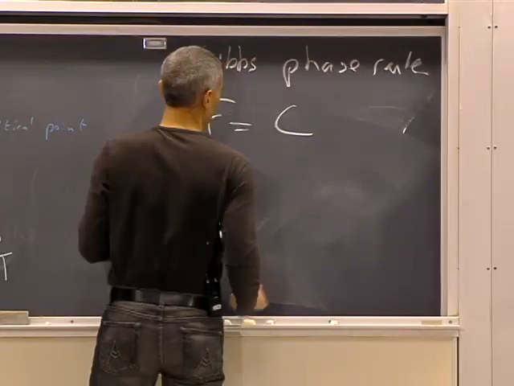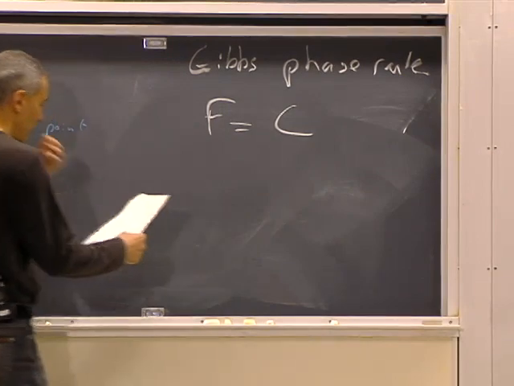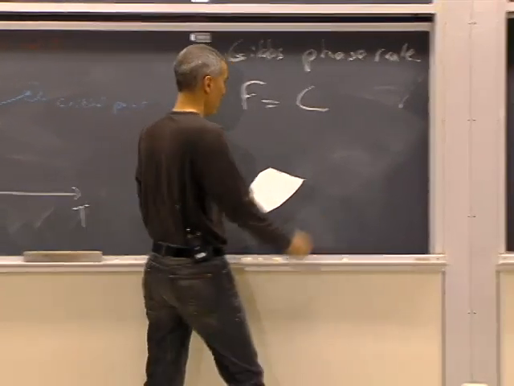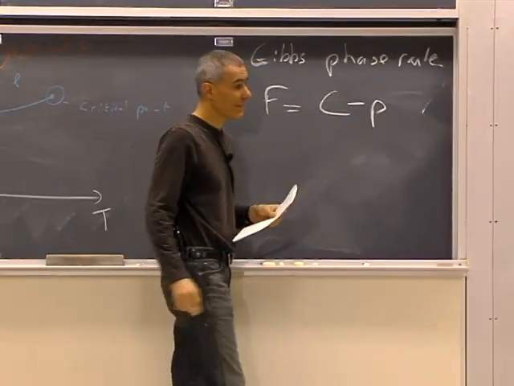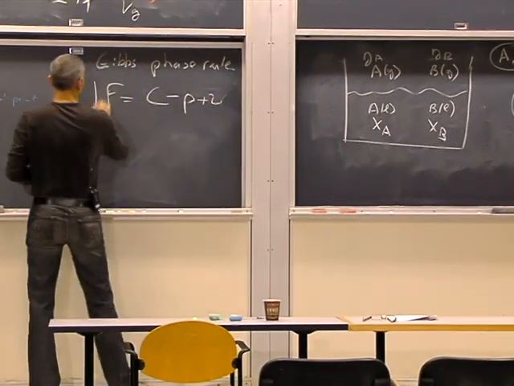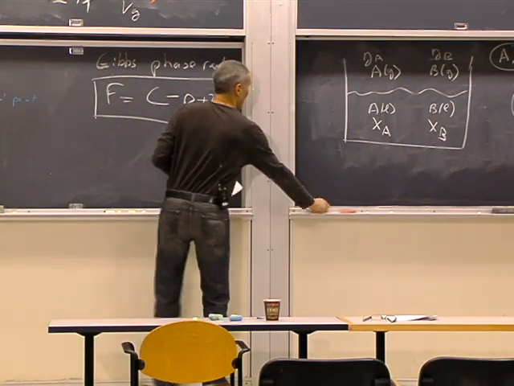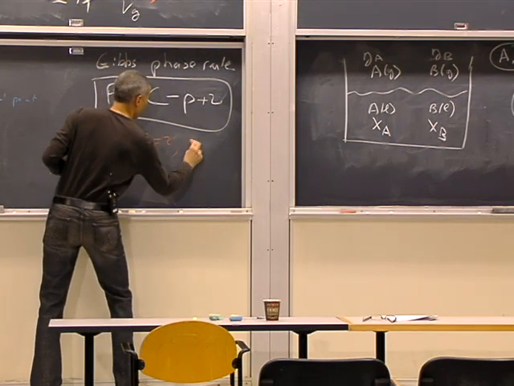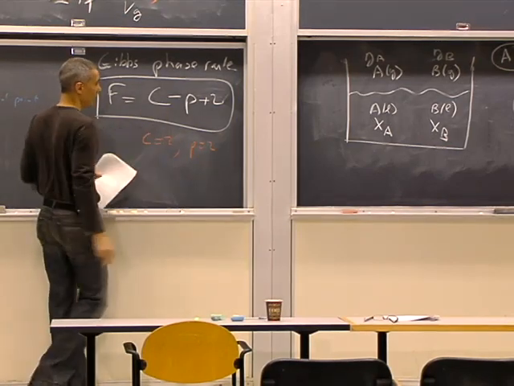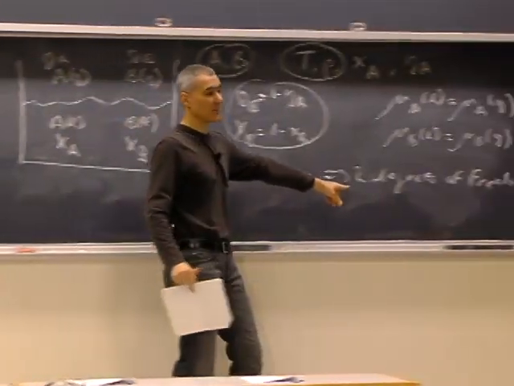is equal to C, which is the number of components. So in this case, it would be 2 components. You have A and B. The components are the number of independent species that you have, minus the number of phases. So here you have 2 phases, the gas phase and the liquid phase, plus 2. So for this example, C equals 2, 2 phases, liquid and gas, A and B are the components, and then plus 2. So 2 minus 2 plus 2, F equals 2, 2 degrees of freedom, 2 independent variables.